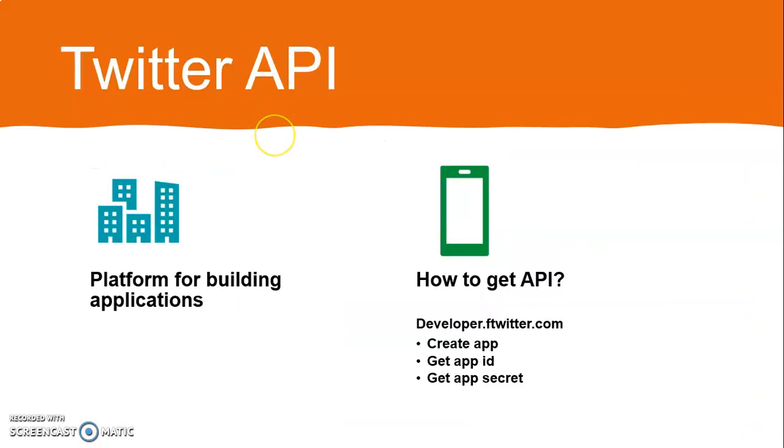Okay, next is the second social media app which I have created, that is the Twitter API. Twitter API is a platform for building applications, same as the Facebook API. Here also we have to get the API. Same as Facebook, we have a developer site for Twitter also, and we can create the app and get the app ID and app secret.